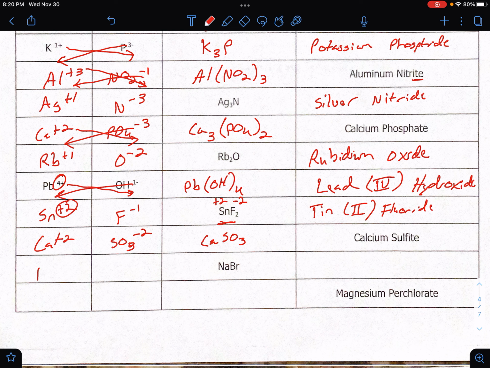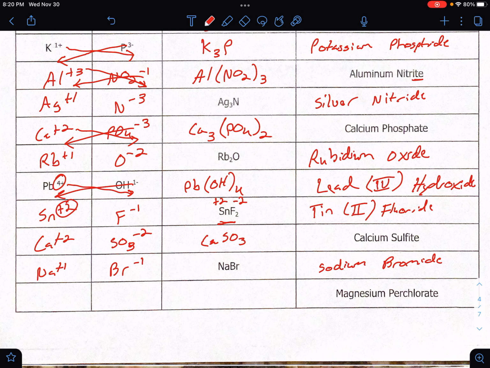NaBr, so Na is sodium, so Na with a +1. Bromine is Br with a -1. Those are already balanced, so that's why we just put them together. Sodium is not a transition metal, so I do not need a Roman numeral, and bromine just becomes bromide.